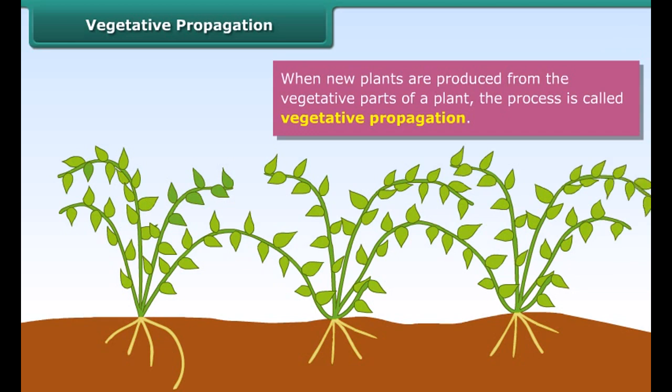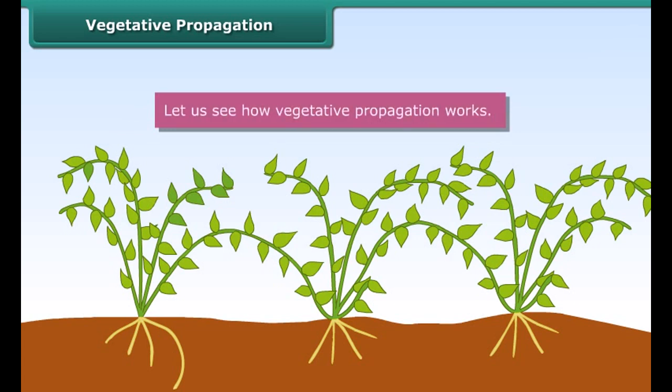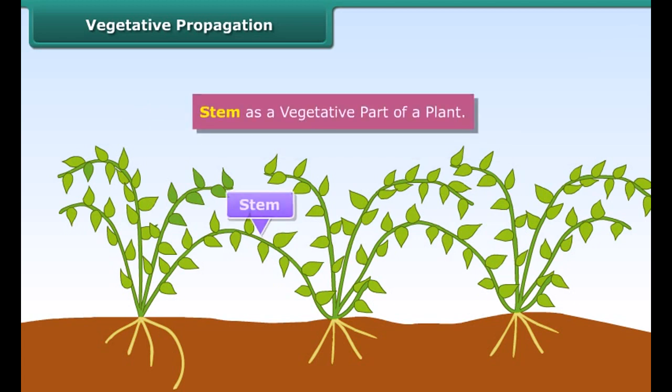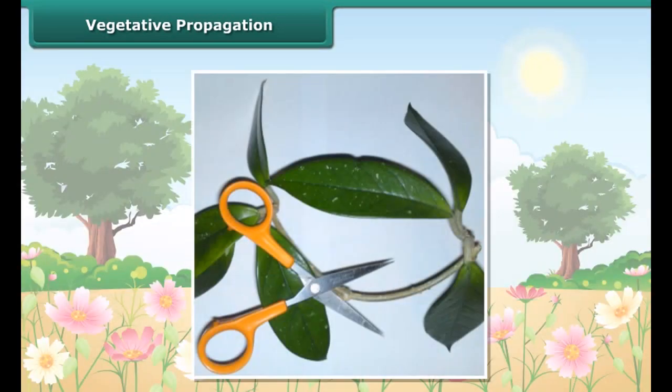Vegetative propagation. Different methods of asexual reproduction are vegetative propagation, budding, fragmentation, and spore formation. Let's discuss about them in detail one by one. When new plants are produced from the vegetative parts of a plant, the process is called vegetative propagation. It does not involve formation of seeds. Let us see how vegetative propagation works.